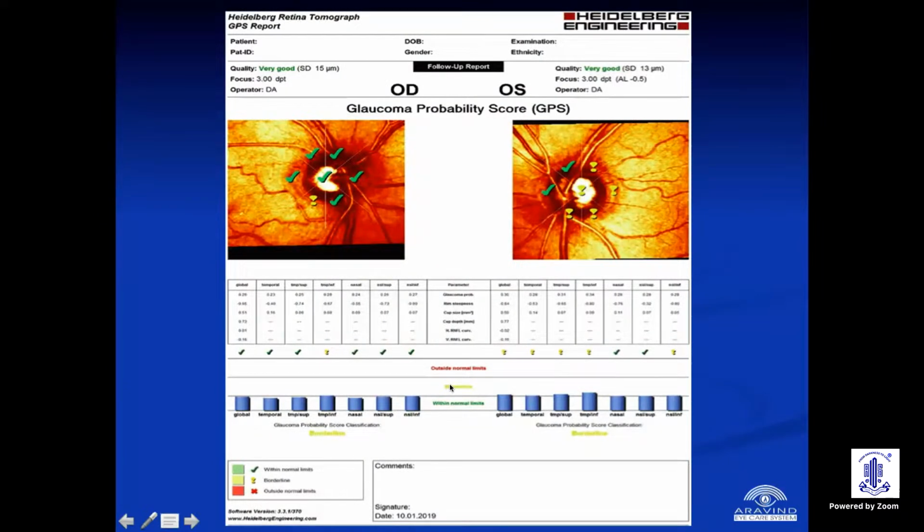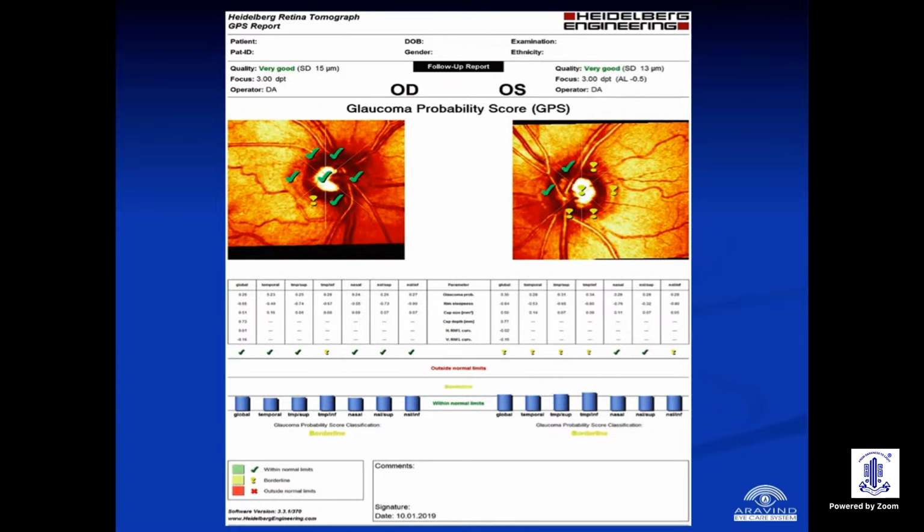You don't have the Moorfields regression analysis, and it is simplified. The stereometric analysis has also been simplified into 5 parameters. These are the rim steepness, the cup size, the cup depth, and the horizontal and the vertical retinal nerve fiber layer curvature.